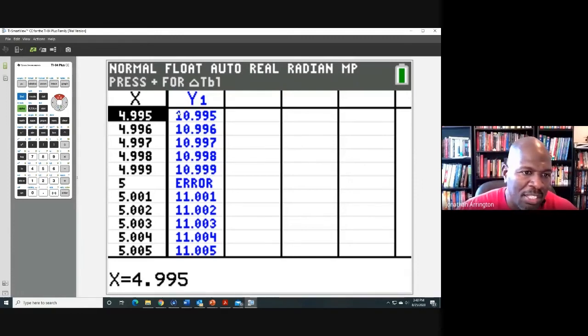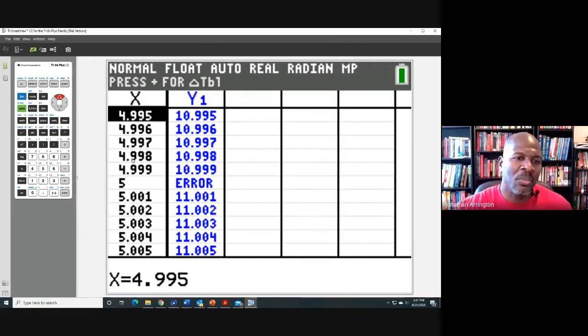And I'm going to look at these values that are less than 5. So this is approaching 5 from the left. So here x is approaching 5 from the left. So it's going to 4.995, 4.996, and 4.997, etc. Getting closer and closer to 5, but less than 5. So approaching 5 from the left.